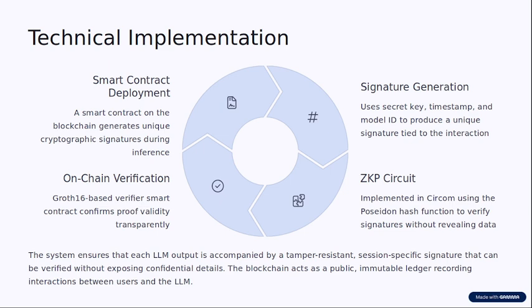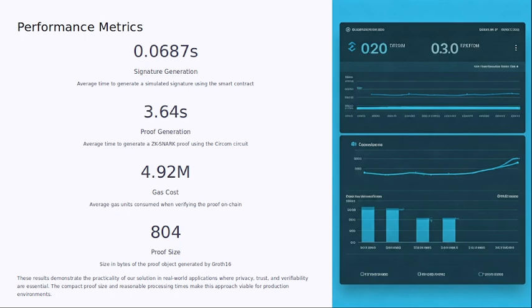So we have a smart contract which adds transparency, a real-time signature generation which adds security, a ZKP circuit which adds trust, and the proof can be also verified on-chain. So then these are the results of our simulation. The proof generation time of almost 3 seconds and the proof size of almost 800 bytes shows the efficiency.